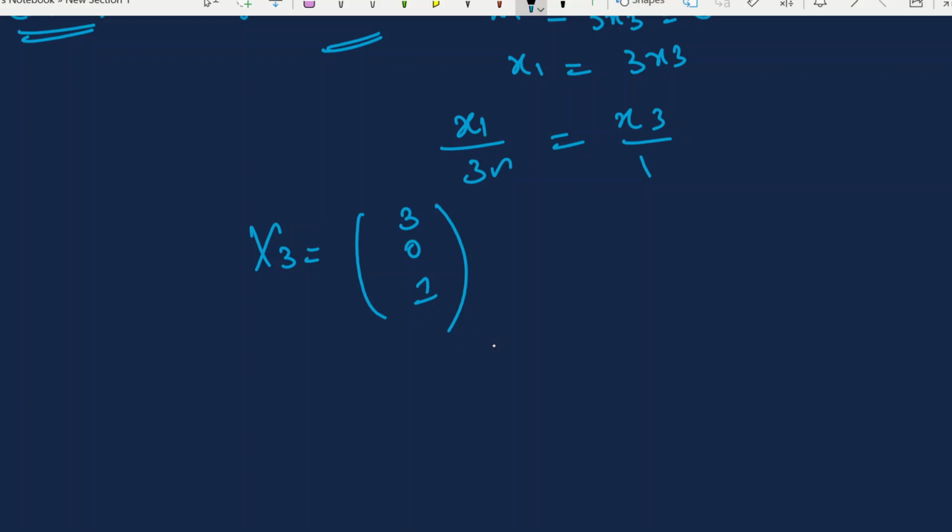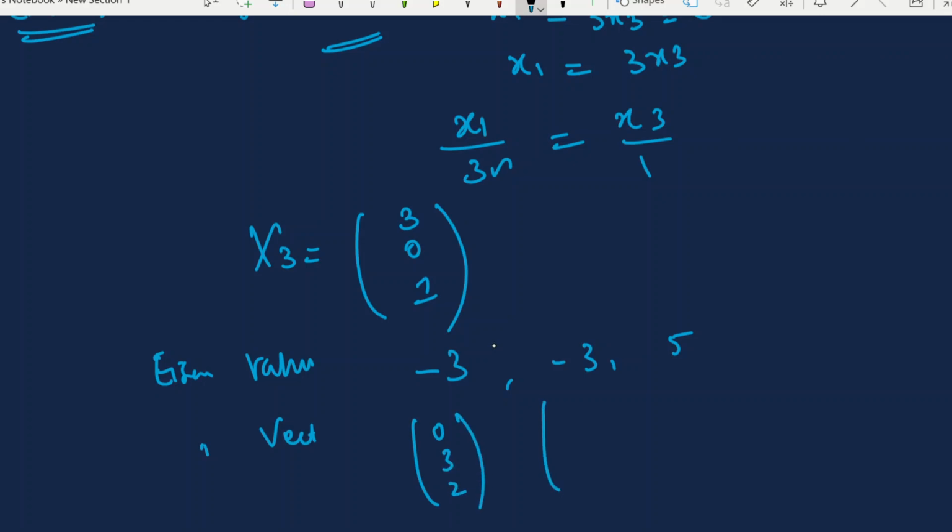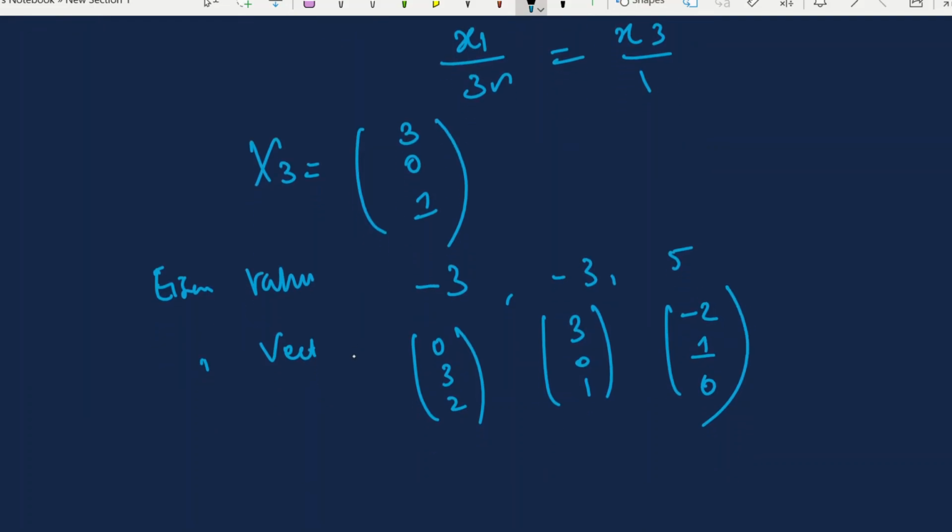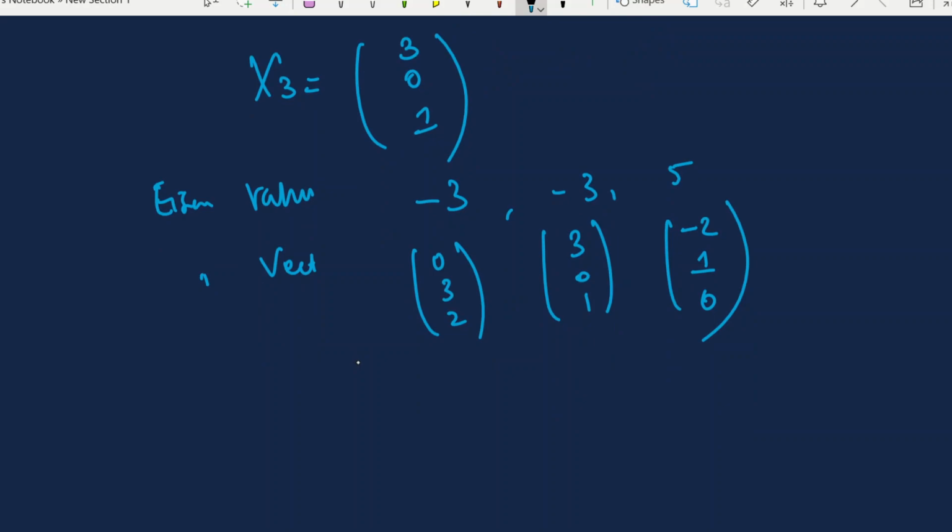So eigenvalues are minus 3, minus 3, 5. So eigenvectors: for the first minus 3 we got 0, 3, 2, and for the second minus 3, 3, 0, 1, and for lambda is equal to 5, minus 2, 1, 0. So this is the process of finding eigenvectors for repeated non-symmetric eigenvalues. Next, one more problem.